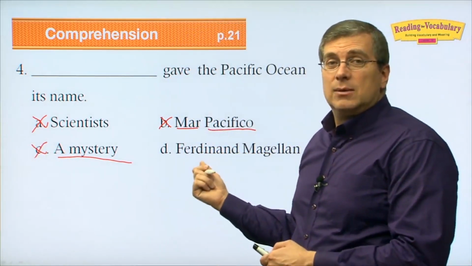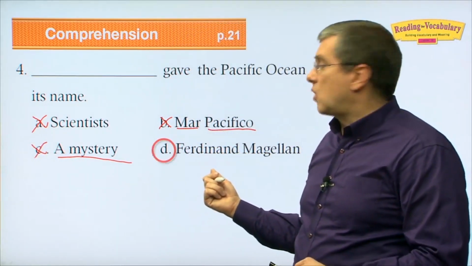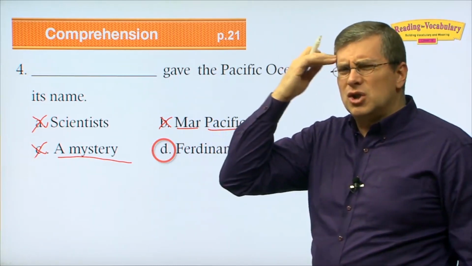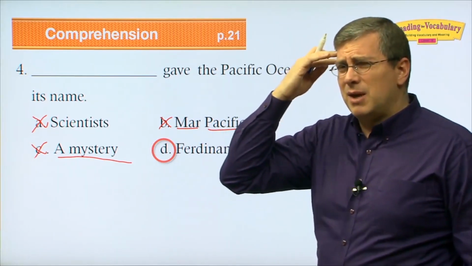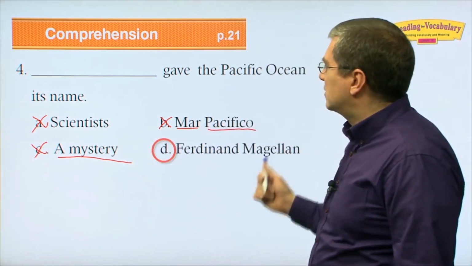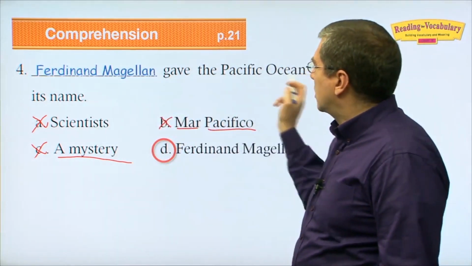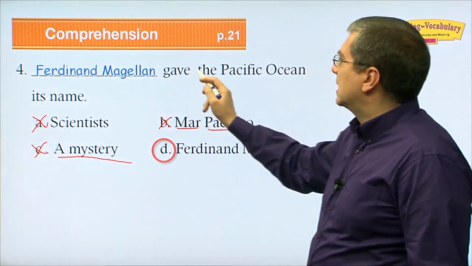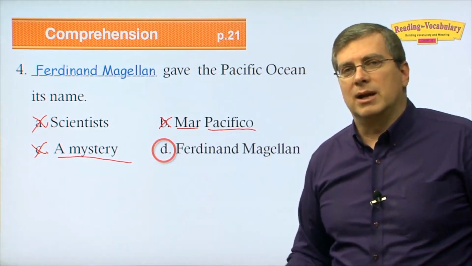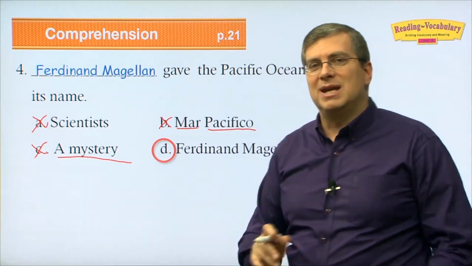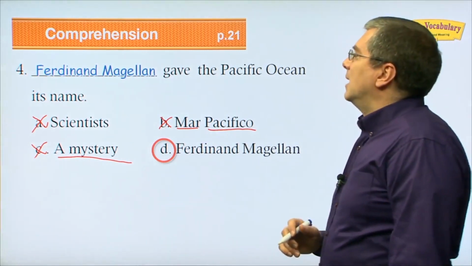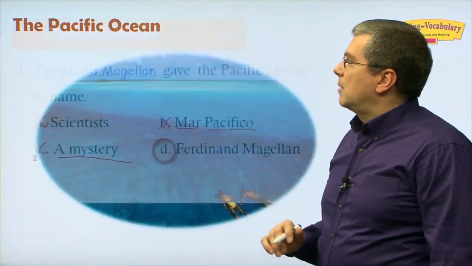D, Ferdinand Magellan. That's the guy, right? He was the first person to sail across the ocean, the first European to sail across this ocean. He was wondering, what should I call this ocean? Should I name it after a person? But then he saw the calm waves and he said it's very peaceful, so I'm going to call it the Pacific Ocean. Ferdinand Magellan gave the Pacific Ocean its name, which is kind of ironic because he died in the Philippines, which is on the Pacific Ocean. Interesting. Anyway, okay. So that wraps up our comprehension questions.